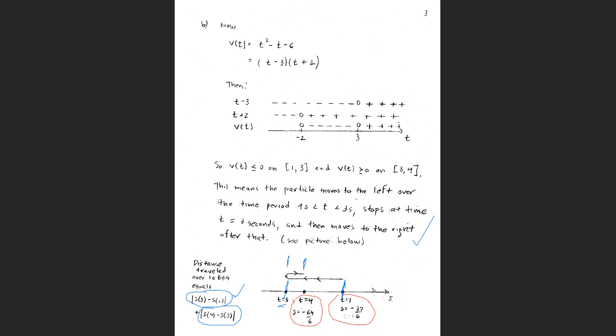Now, you'll notice that the difference in position, S of 3 minus S of 1, is negative. But we take the absolute value to make that difference positive. And then the difference between S of 4 and S of 3 is already a positive distance because the particle's moving to the right from time equals 3 to time equals 4 seconds. Are there any questions on the little picture here? It's going to be helpful for what's coming up.